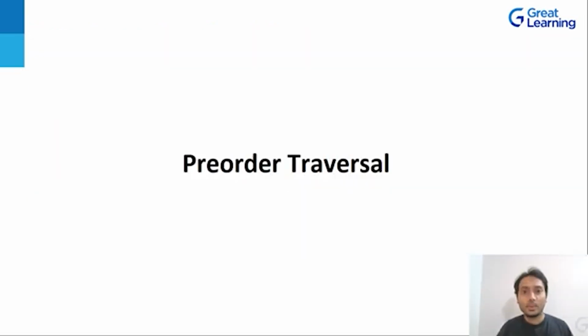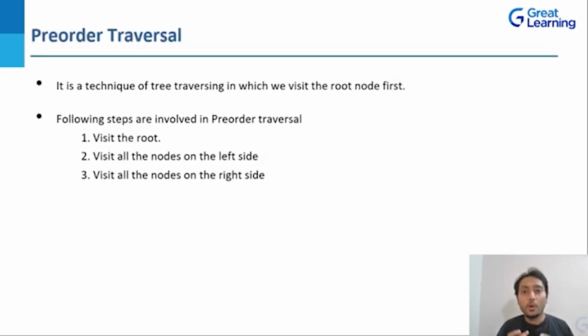Now we are in our next topic, which is pre-order traversal. Here we'll try to understand how a tree can be traversed in this particular pre-order fashion. So let's get started. Here we have to follow some steps or some rules to traverse a tree in a pre-order traversal method. So what are these rules or steps to be followed?